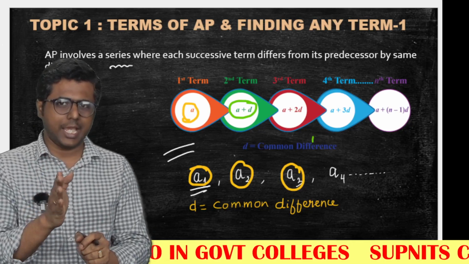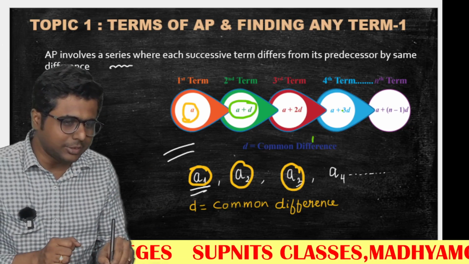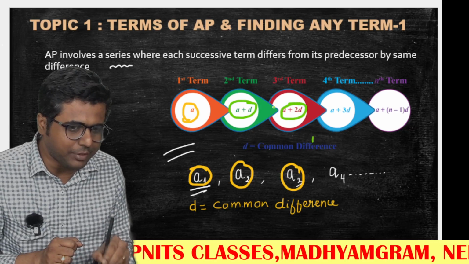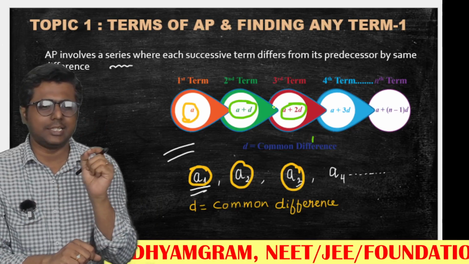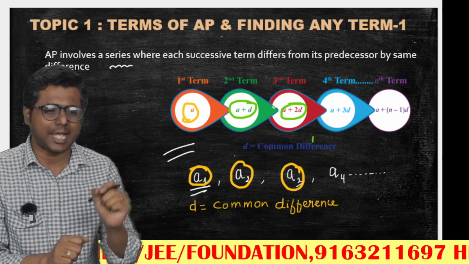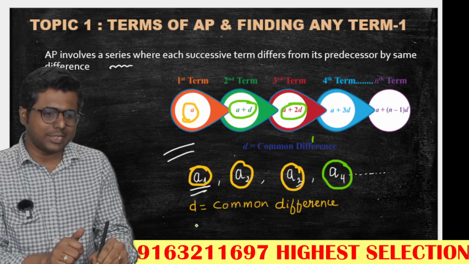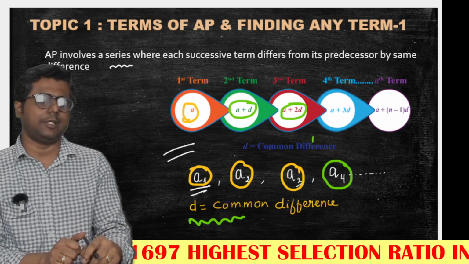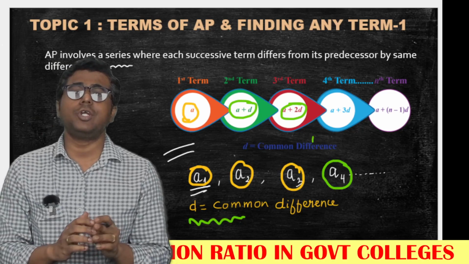First term is A, second term is A plus D, and the third term, as you can see over here, is A plus 2D. So another D adds to it. So one by one D is adding, and so on the series progresses. What is this D? This D is nothing but common difference.